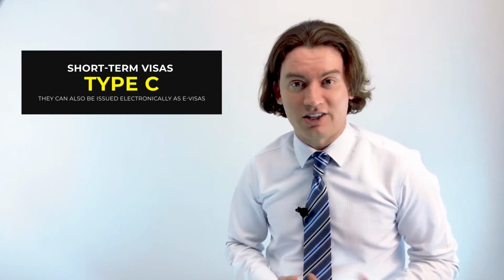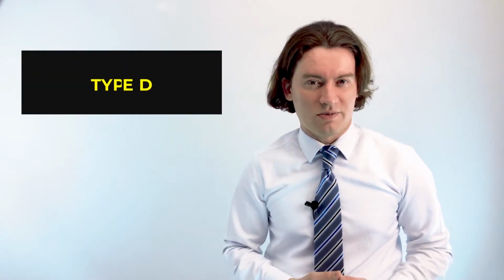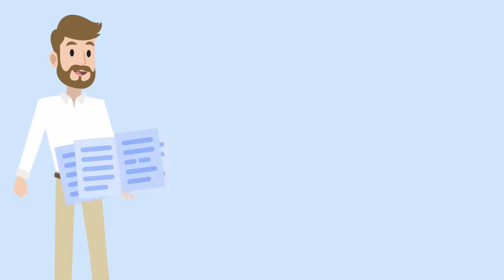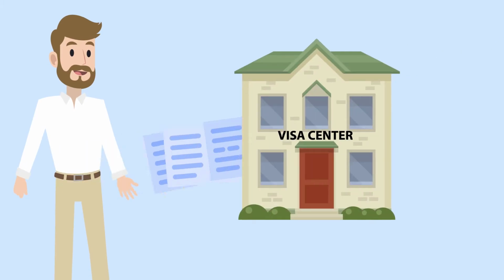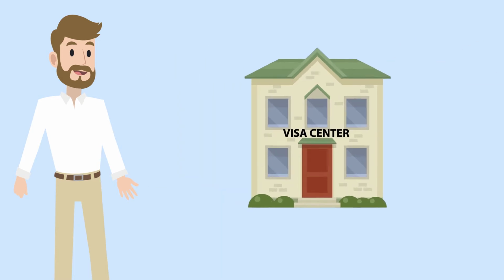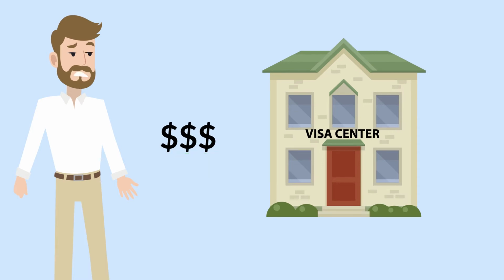As of now, there are three types of Ukrainian visas. Short-term visas, type C. They can also be issued electronically as e-visas. Long-term visas, type D. And for transit purposes, visas of type B are issued. All regular visas are formalized through applications at the Ukrainian consulates or at special visa centers, which in fact simply serve as contractors who just nicely package your documents and transfer them to the consulate. And of course make you pay a fee for their service. But the decision about your visa is made by the Ukrainian consular officer.